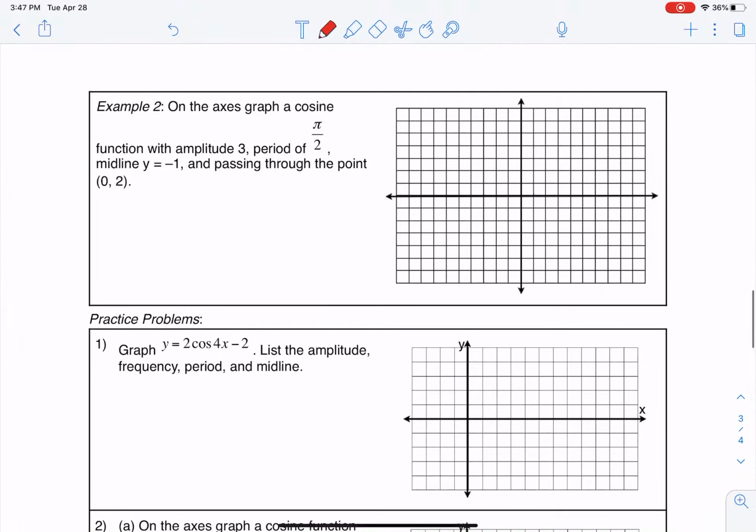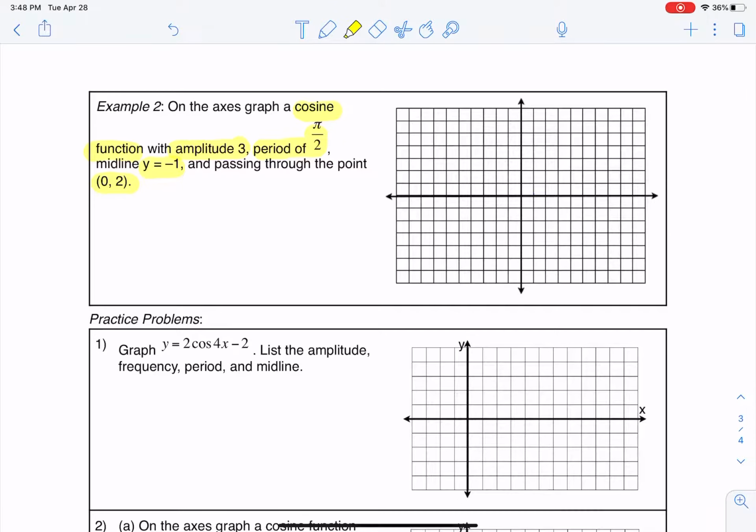Okay, so for the second example, we're really going to be given some information, and we need to use that information to help us graph the function. So we're told on the axes, graph a cosine function with an amplitude of 3, a period of pi over 2, and a midline of y equals -1, and passing through the point (0, 2).